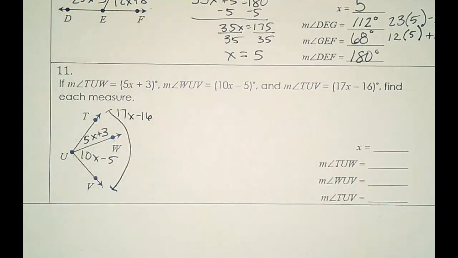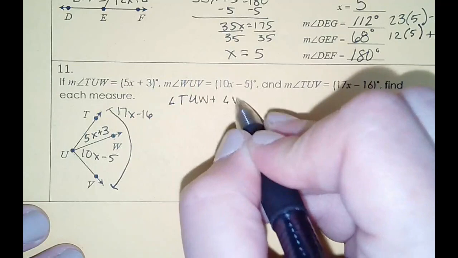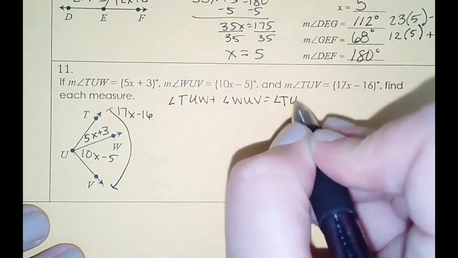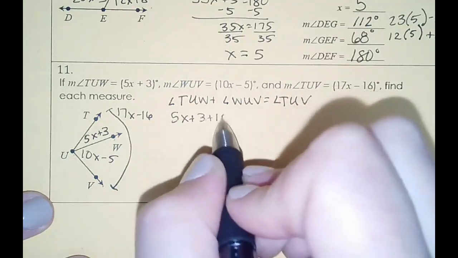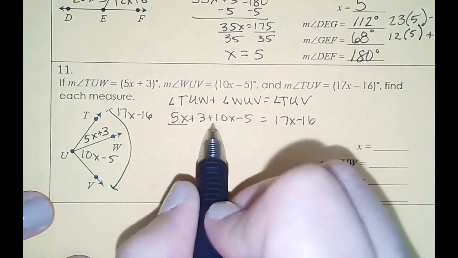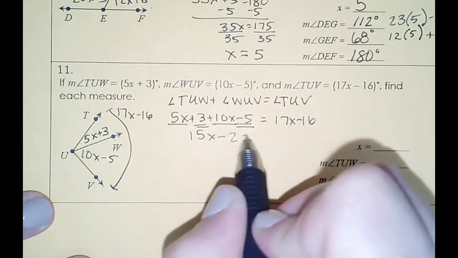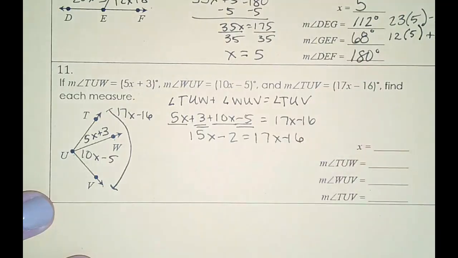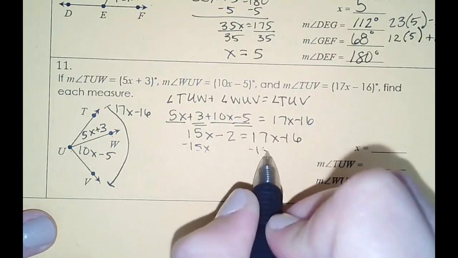Got angle TUW plus angle WUV equals angle TUV. Plugging in what we know, we got 5x plus 3 plus 10x minus 5 equals 17x minus 16. 5x plus 10x is 15x. 3 minus 5 is negative 2 equals 17x minus 16. Subtract 15x on both sides. If you need to show all the steps, show them all. So on the left, those cancel, so I have negative 2 equals 17 minus 15 is 2x, drop down minus 16.